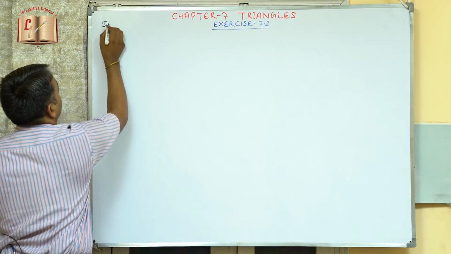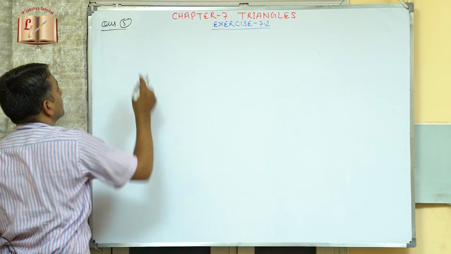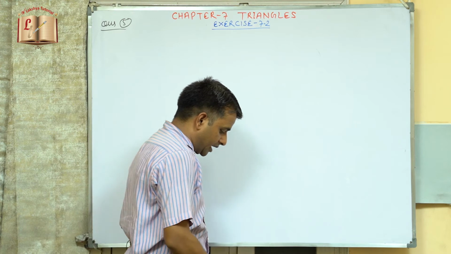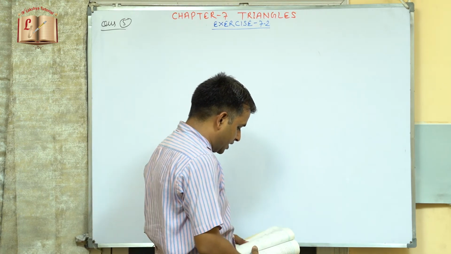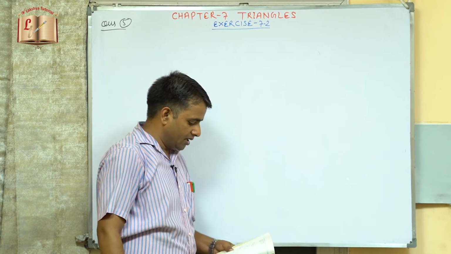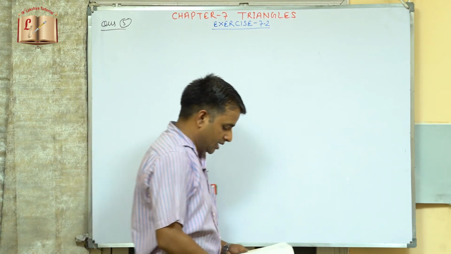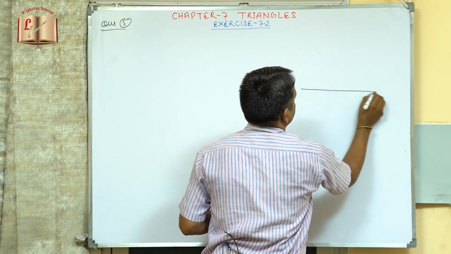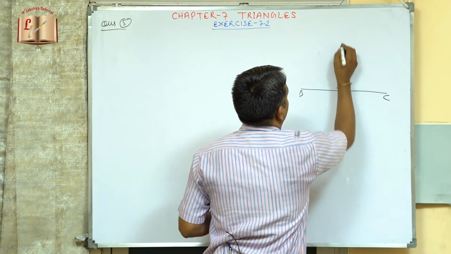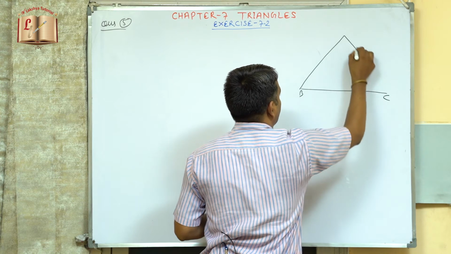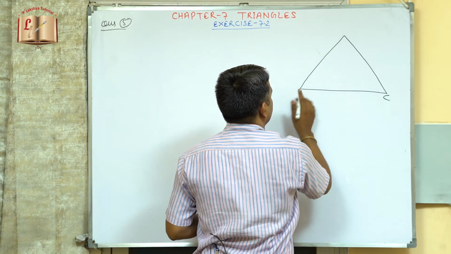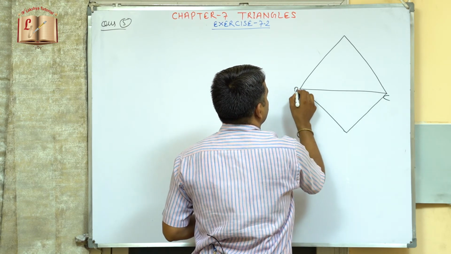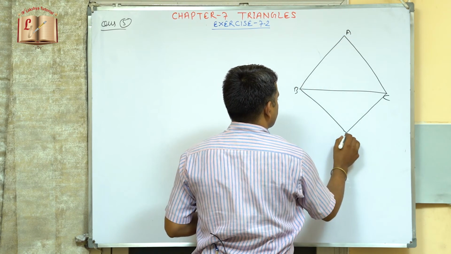Now coming to question number 5th. ABC and DBC are two isosceles triangles on the same base BC, so that angle ABD is equal to angle ACD. We need to prove this. So first of all, we will draw this BC side and this is one of the isosceles triangles, and another triangle is drawn over here. So this is now point B, this is A and this is D.